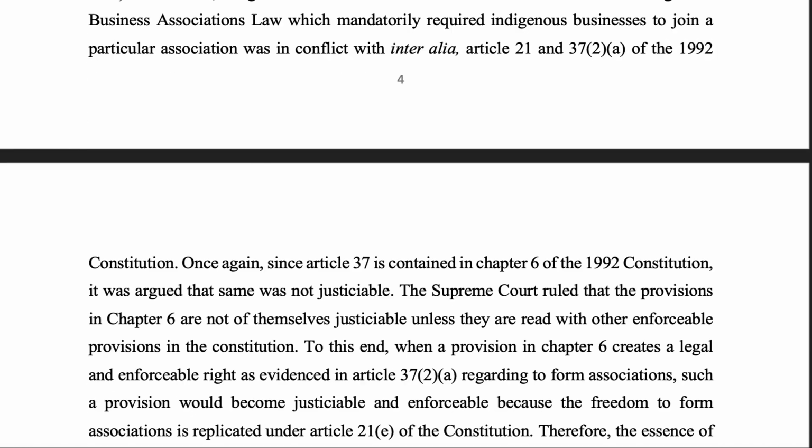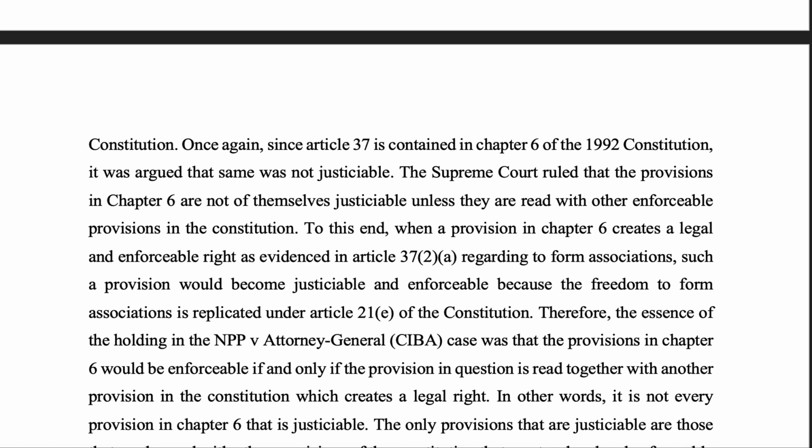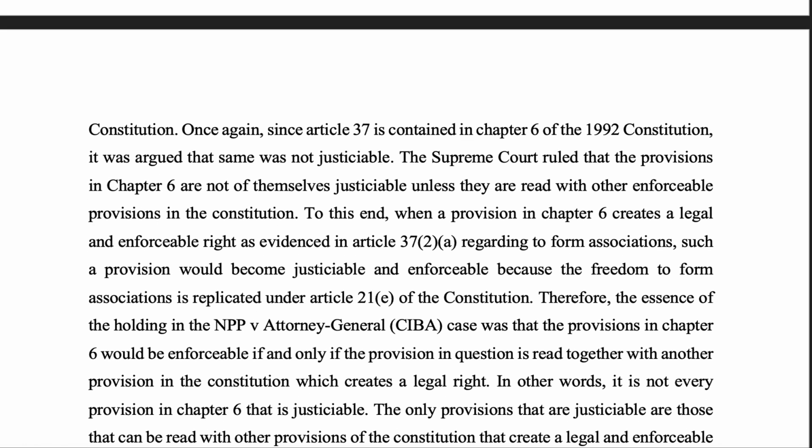The Supreme Court ruled that the provisions in Chapter 6 are not of themselves justiciable unless they are read together with other enforceable provisions in the Constitution. Then they go ahead. To this end, when a provision in Chapter 6 creates a legal and enforceable right as evidenced in Article 37(2)(a), such a provision would become justiciable and enforceable because the freedom to form associations is replicated under Article 21(1)(e) of the Constitution.